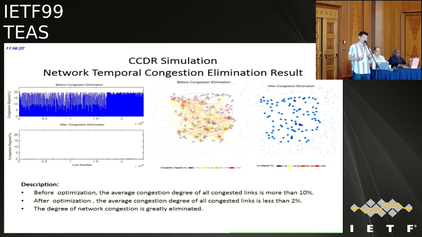And here is the simulation for scenario 4. It's a simulation for the temporal congestion elimination. The left up picture is the background traffic situation, which I have just shown. About 20% of links are congested, and the average congestion degree is about 10%. But after optimization, the congestion degree decreased to about 2%.